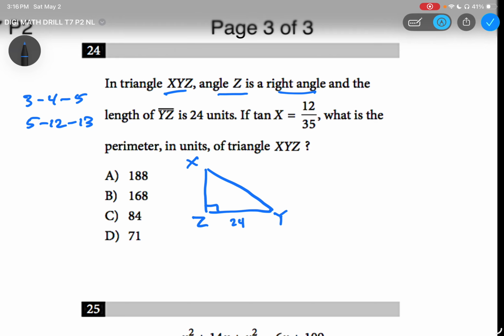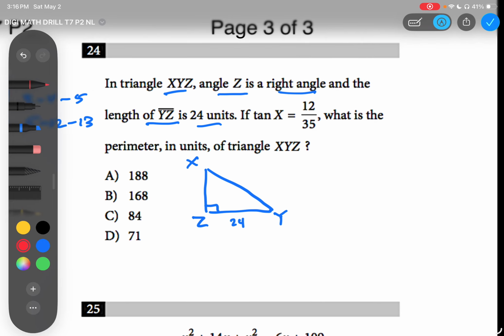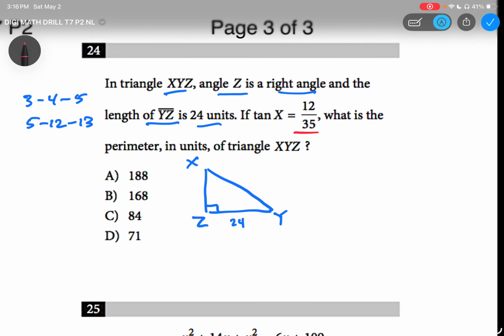Now we continue reading. The length of YZ is 24 units. So YZ, oh, I already wrote that down. 24 units dead in the middle. Now, if the tangent of X, let me change colors so it doesn't get messy here. All right, if the tangent of X is 12 over 35. At this point, they're saying from the angle of X, the tangent, which is SOHCAHTOA, opposite over adjacent, they said it's 12 over 35. They're probably giving me ratios.